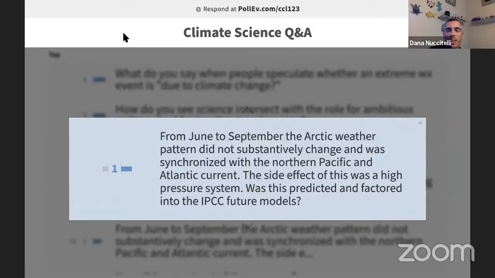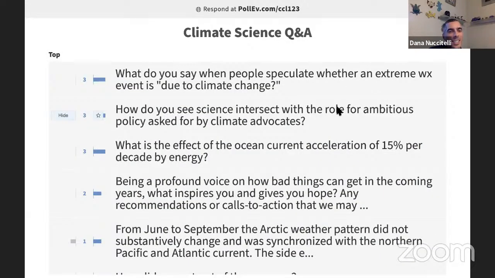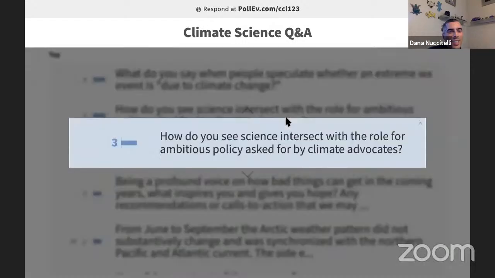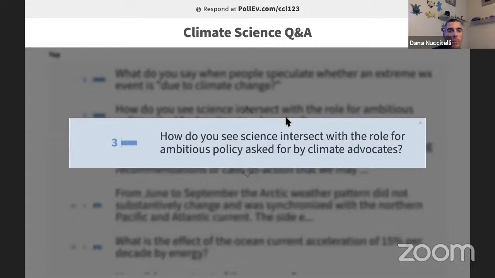So Brett, can we pick a quick and simple one since we only got a couple minutes left? Let's see. How do you see science intersect with the role for ambitious policy asked for by climate advocates? Simple, right?